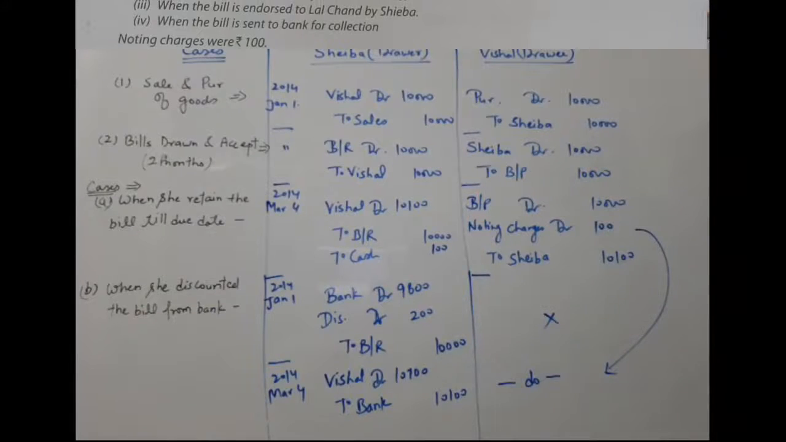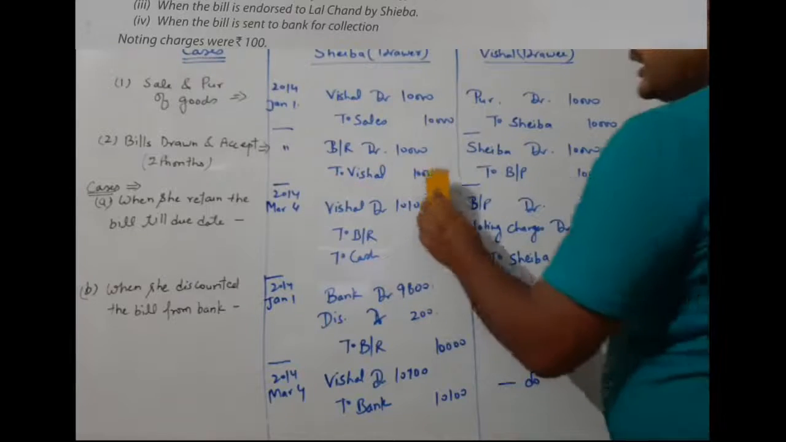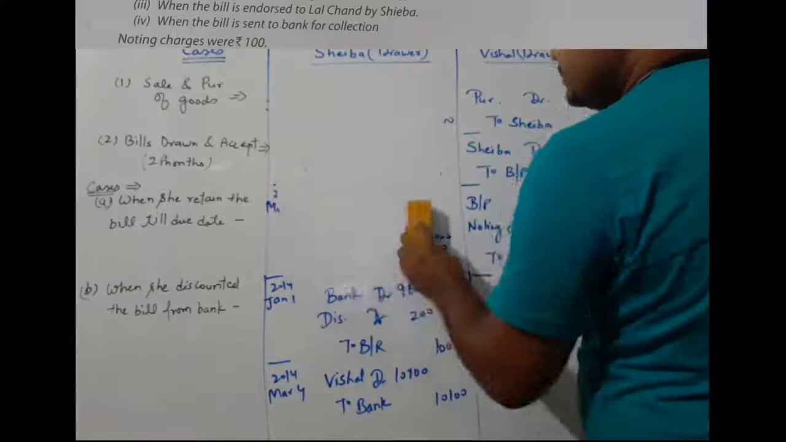And now we will talk about case number 3. What is case number 3? Case number 3, when the bill is endorsed to Lalchand. So now we will move to case number 3. For the clarification of case number 3, I want to take some space from the board.